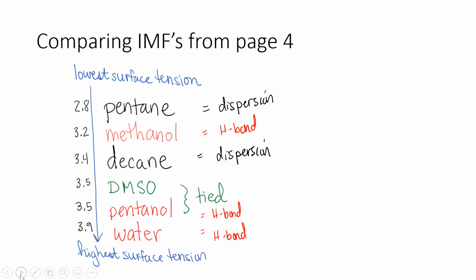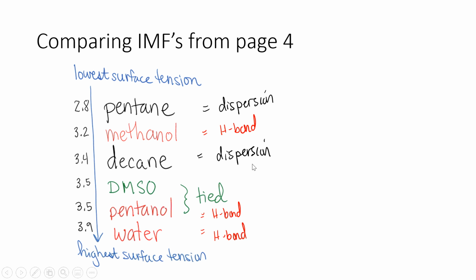And this is something that we observe in the surface tension lab. So what I did is I have our data from the surface tension in order from lowest surface tension to highest surface tension. Water's got the highest surface tension, it's got hydrogen bonding. But notice that decane, even though it's nonpolar and only experiences dispersion forces, it actually has a higher surface tension than methanol, which is capable of hydrogen bonding.